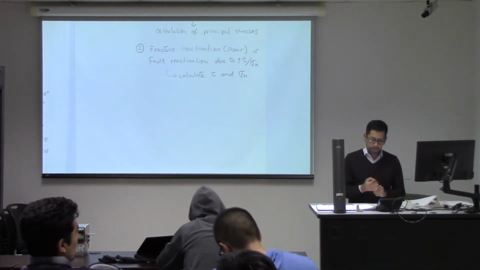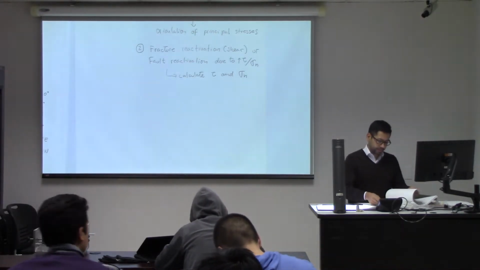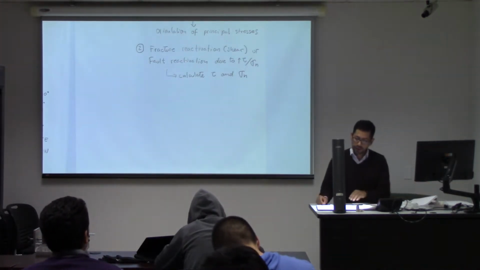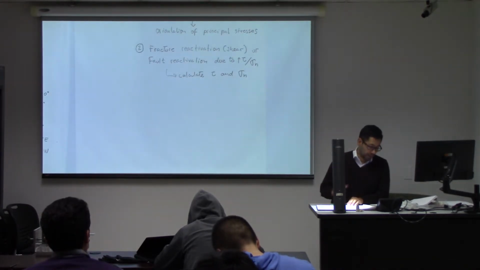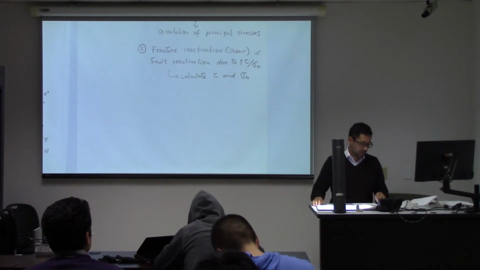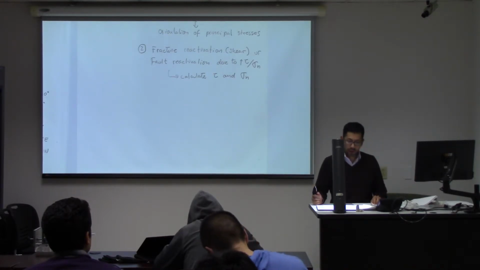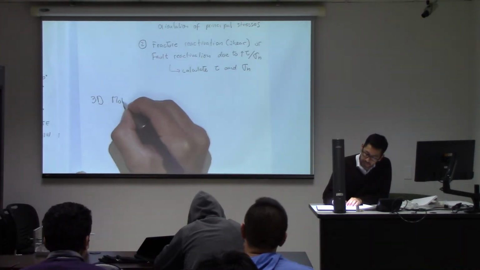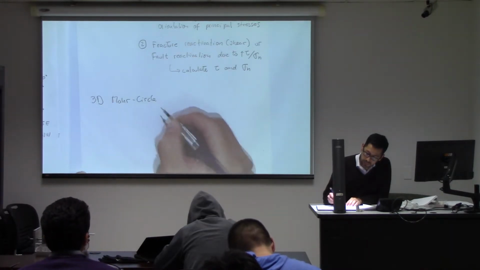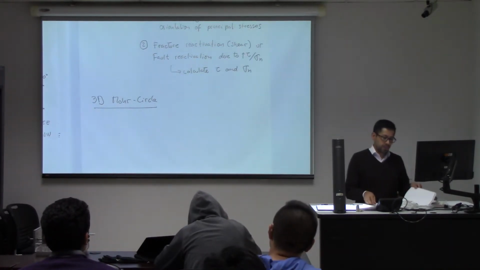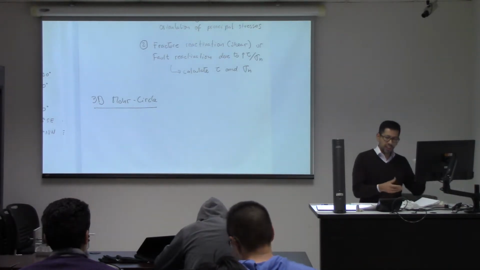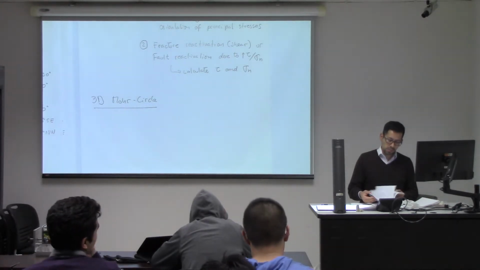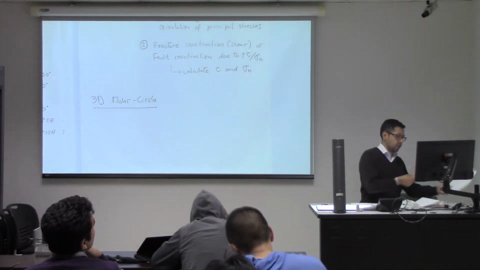Okay, so what we want to do now is calculate stresses at a given orientation, all right? In order to do that, we have to use the Mohr circle, and we're going to talk about the 3D Mohr circle. So we haven't seen the 3D Mohr circle yet? No? Okay, so let's go through that.